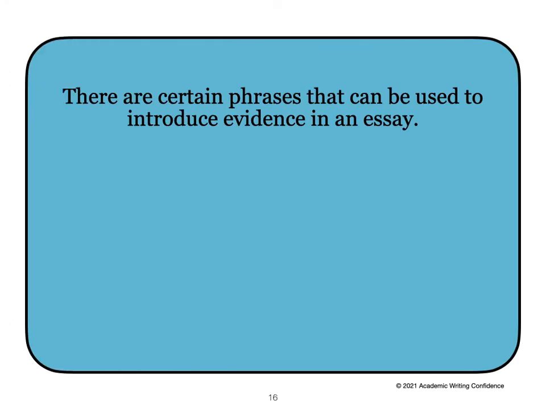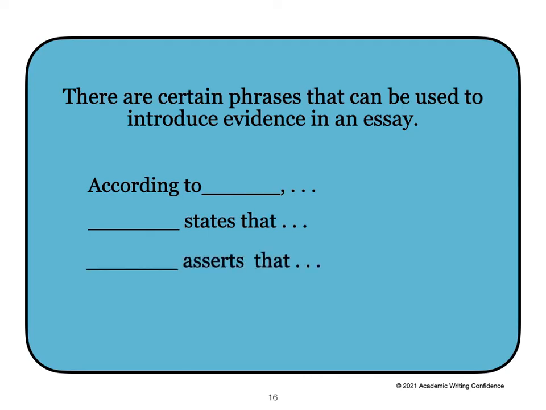There are certain phrases that can be used to introduce evidence in an essay. You can start your sentence by saying something like this. According to, and then you put your source and put a comma, and then write what they've said. Or you could say, so-and-so states that, and then give the information. Or so-and-so asserts that, and then give the information. These are some good ways to add evidence or introduce evidence into your academic writing. Another good way is to use the words for example, followed by a comma, and then give your example.